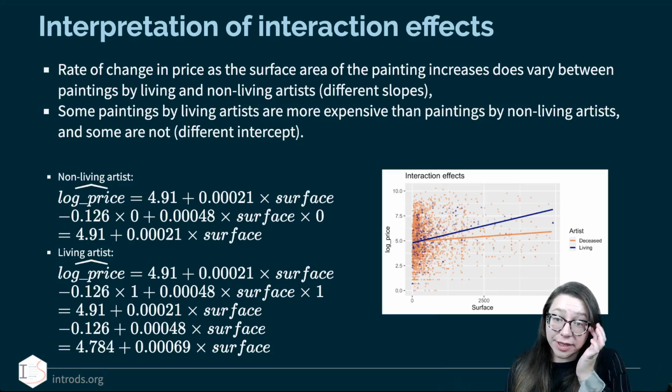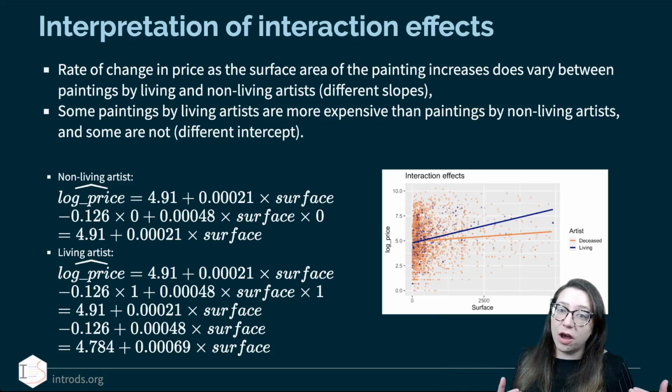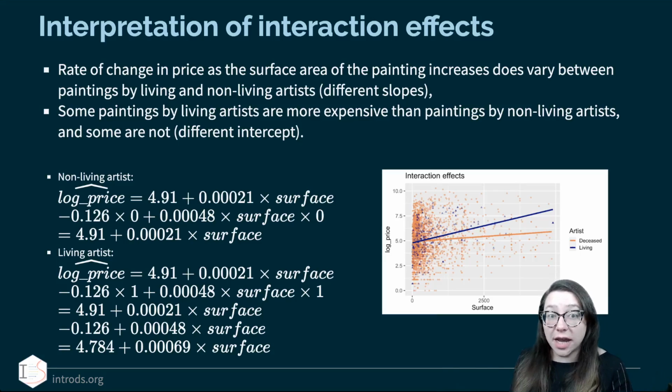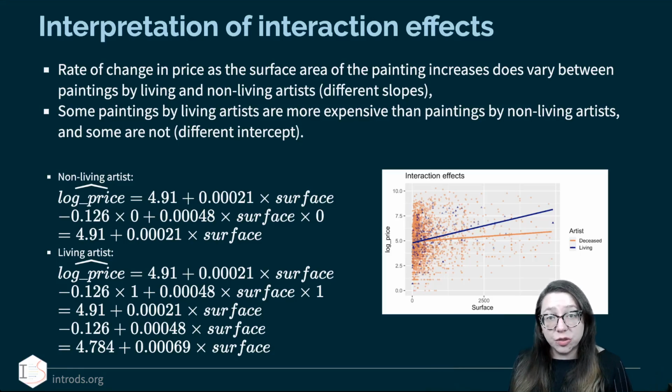So how do we actually interpret these? What we're saying here is that the rate of change in price as the surface area of the painting increases does vary between paintings by living and non-living artists, so they have different slopes. Some paintings by living artists are more expensive than paintings by non-living artists, and some are not. And this is due to the different slopes.